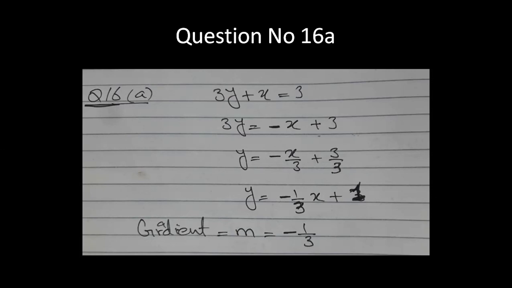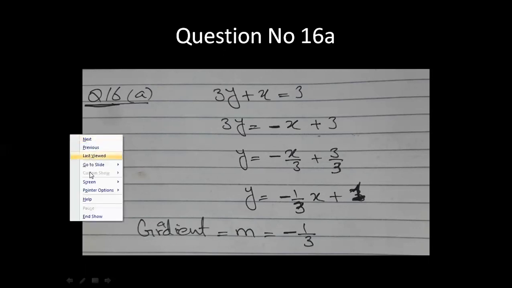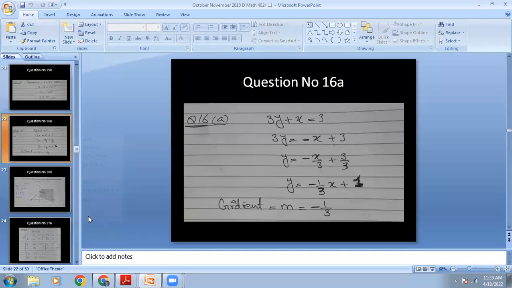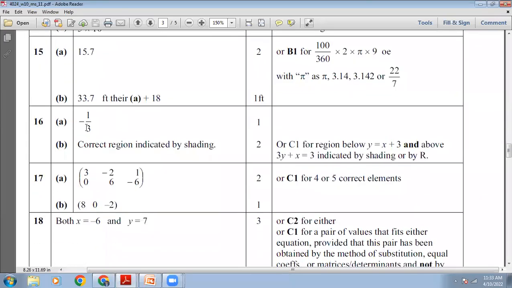So y will be equal to minus x divided by 3 plus 3 by 3. So y will be minus 1 by 3 x plus 1. So the gradient, or the m, is equal to minus 1 by 3. The coefficient of the x is the gradient when the y is positive and alone on one side. Minus 1 by 3 is the right answer.